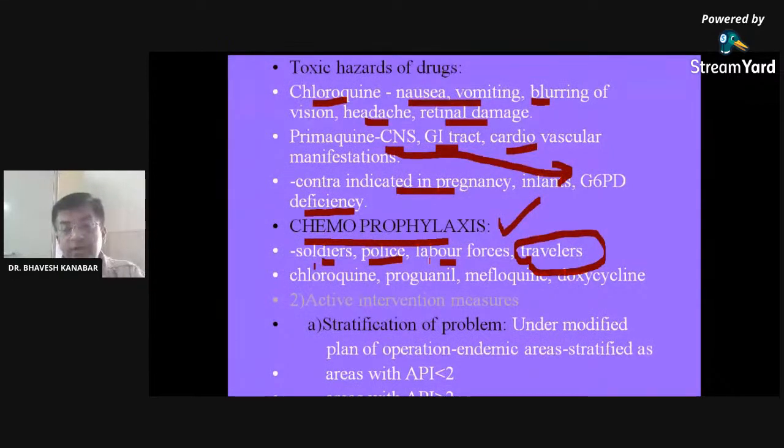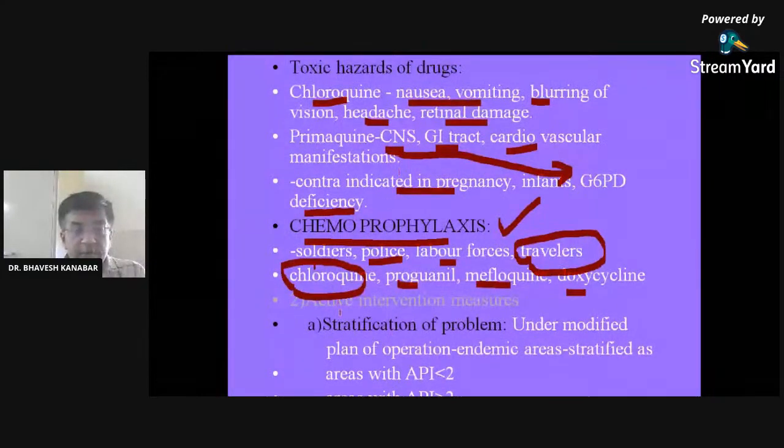Again, I repeat, India is a malaria endemic area. America is a malaria non-endemic area, meaning malaria is not present there. If you ask a doctor in America how to treat malaria, they may not know, right? So if any traveler comes from America to India, prophylaxis with a drug is given, chloroquine prophylaxis or other drugs like proguanil, mefloquine, doxycycline, but commonly the weekly dose of chloroquine is used for prophylaxis.